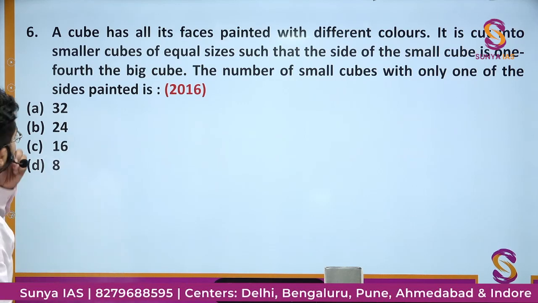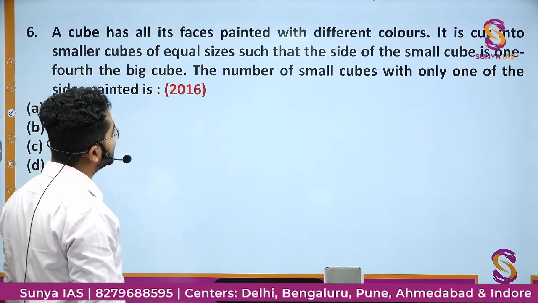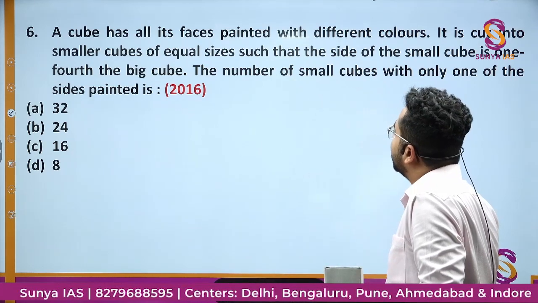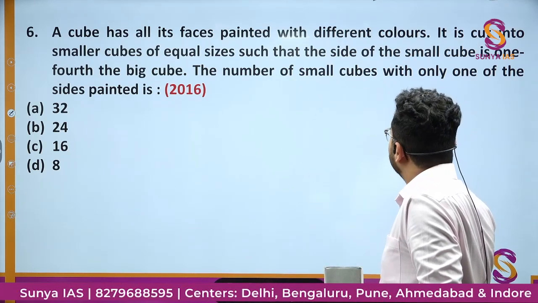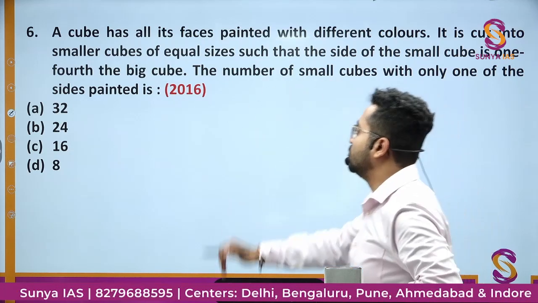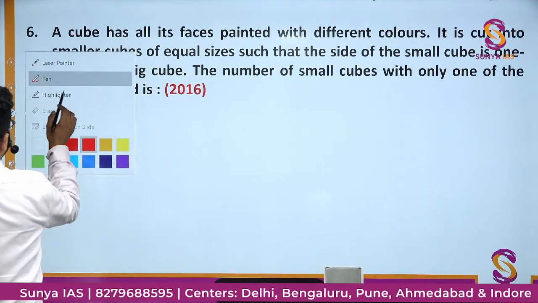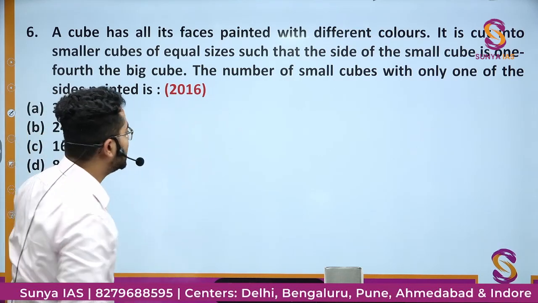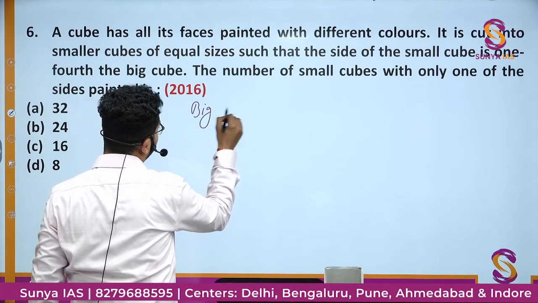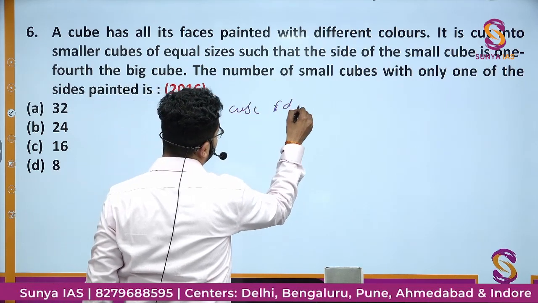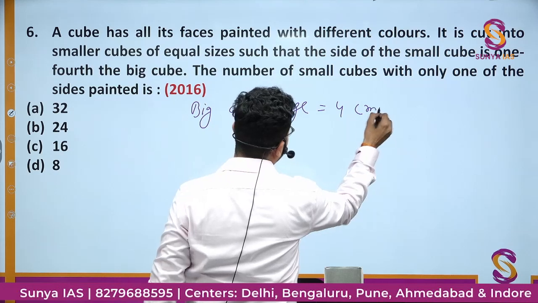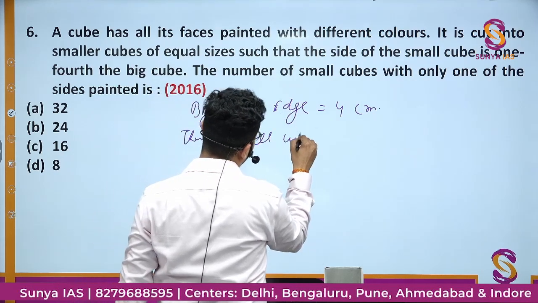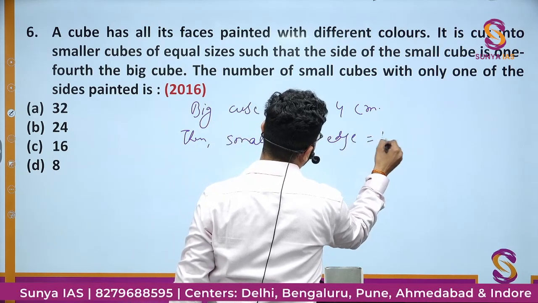Question number 6. A cube has all its faces painted with different colors. Very nice. It is cut into smaller cubes of equal sizes such that the side of the small cube is 1/4 of the big cube. Again, kind of same thing. क्या है? Small cube का है 1/4. तो let's say big cube edge 4 centimeter. Then small cube edge would be 1/4 of this, 1 centimeter.